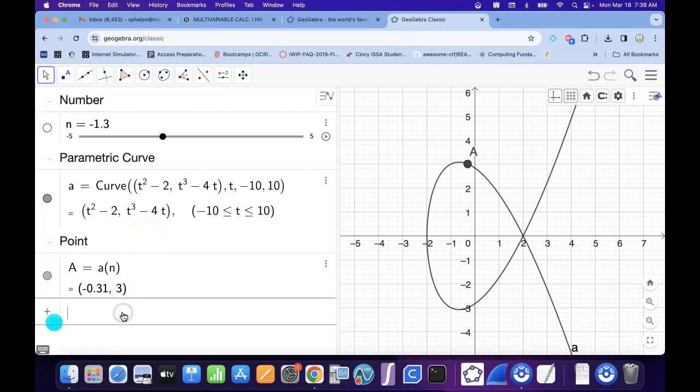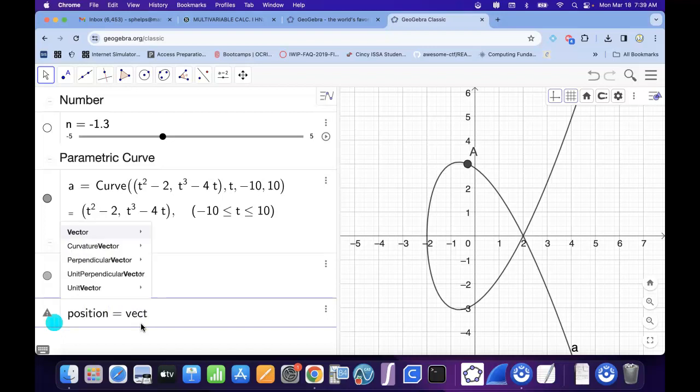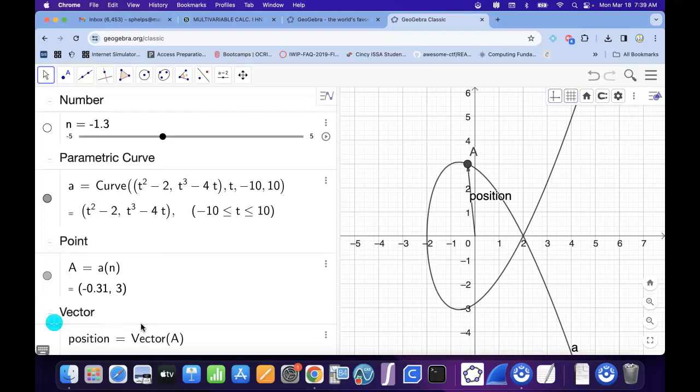But there's this thing that's called vectors. And so here is a vector. This is going to be the position vector. And it's just a vector that will go from the origin to point A. And this vector is nothing more than just a directed line segment, or kind of an arrow that points to where the point is located on the curve. And that is my position vector.